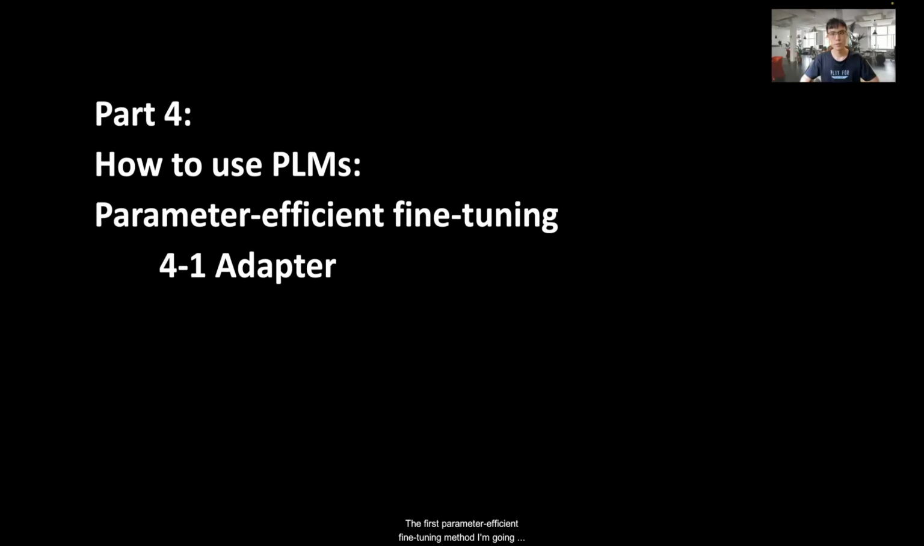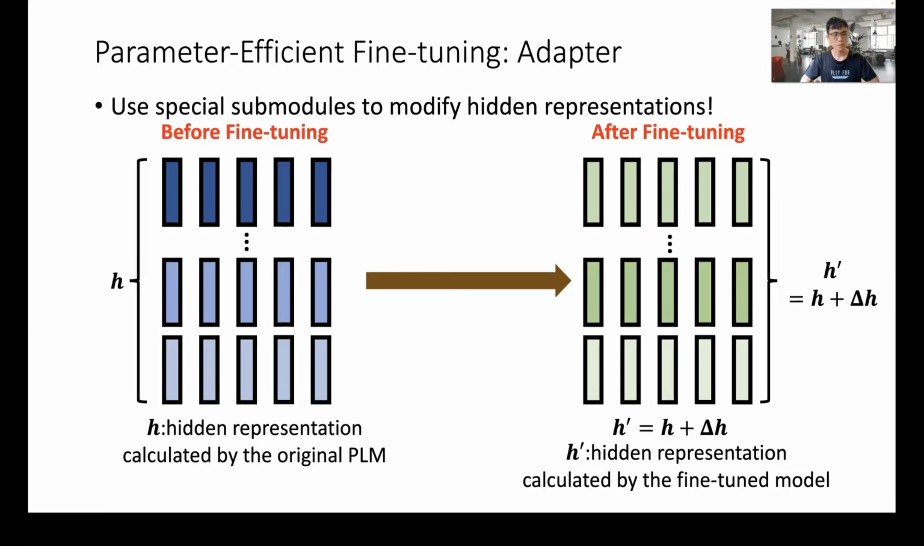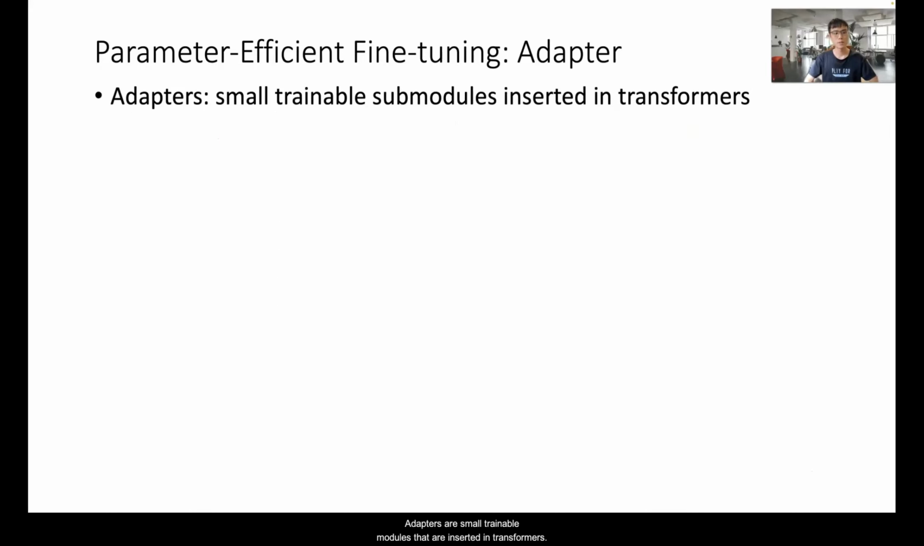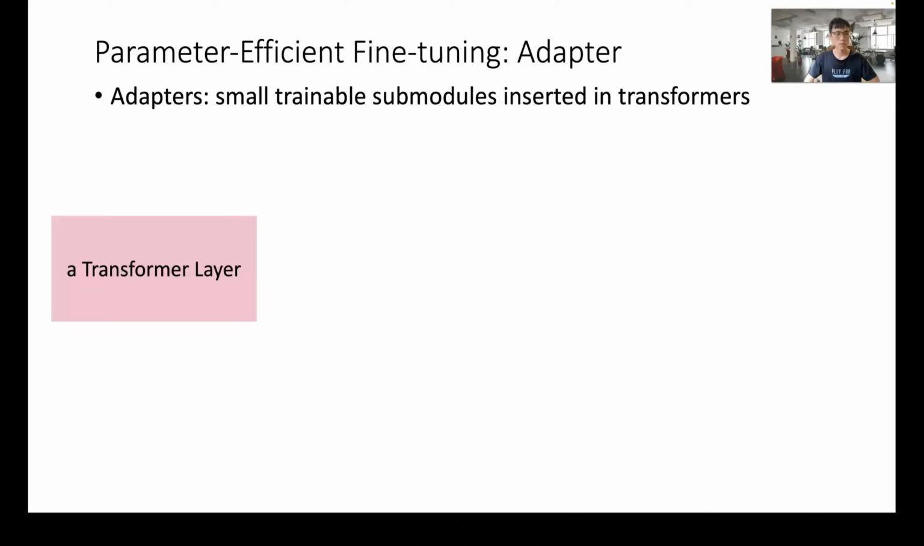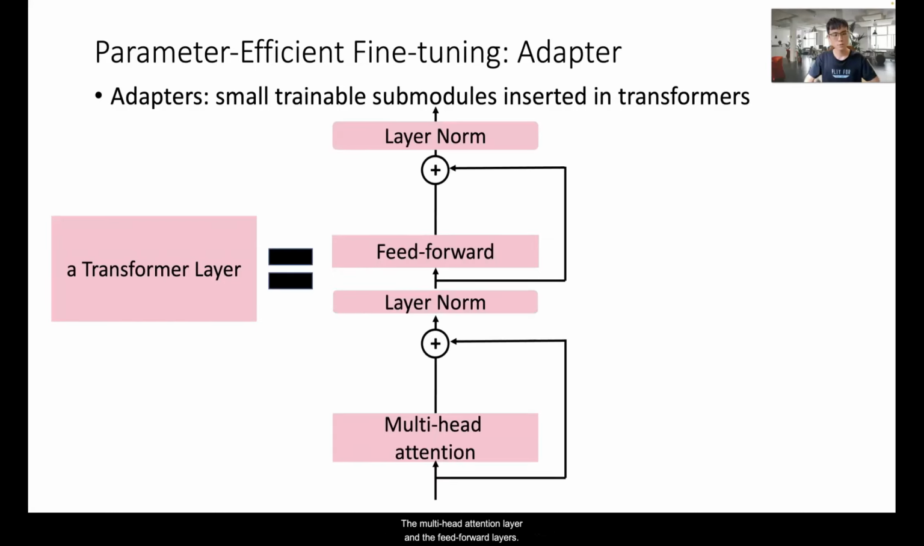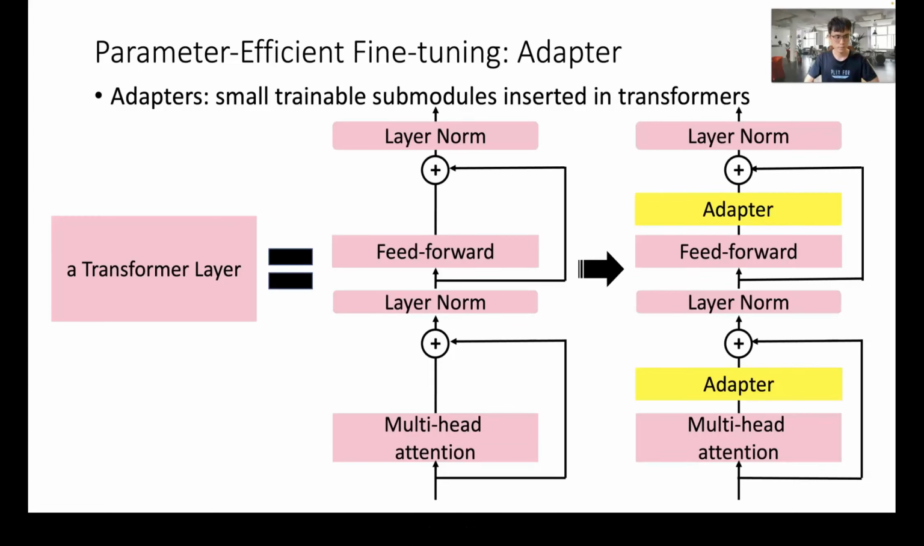The first parameter-efficient fine-tuning method I'm going to introduce is the well-known adapter. By adding a special submodule called adapter and training these adapters during fine-tuning, we can change the hidden representation of the model after fine-tuning. Adapters are small trainable modules that are inserted in transformers. A transformer layer is composed of two parts, the multi-head attention layer and the feed-forward layers. Adapters are inserted right after the multi-head attention layer and the feed-forward layer.